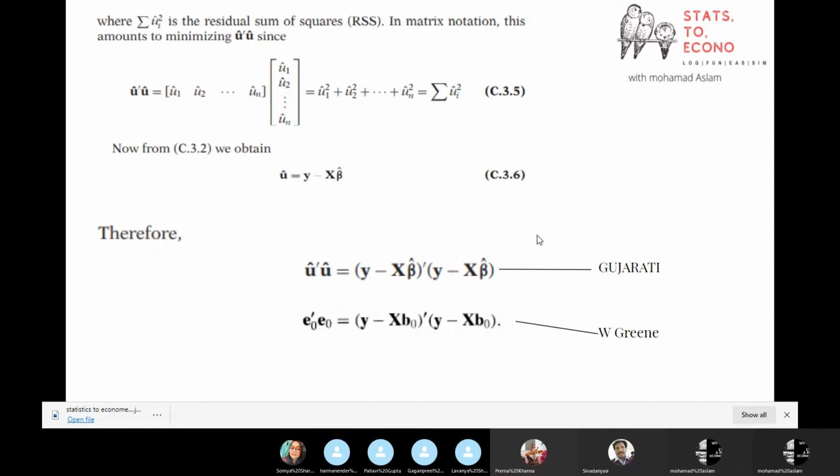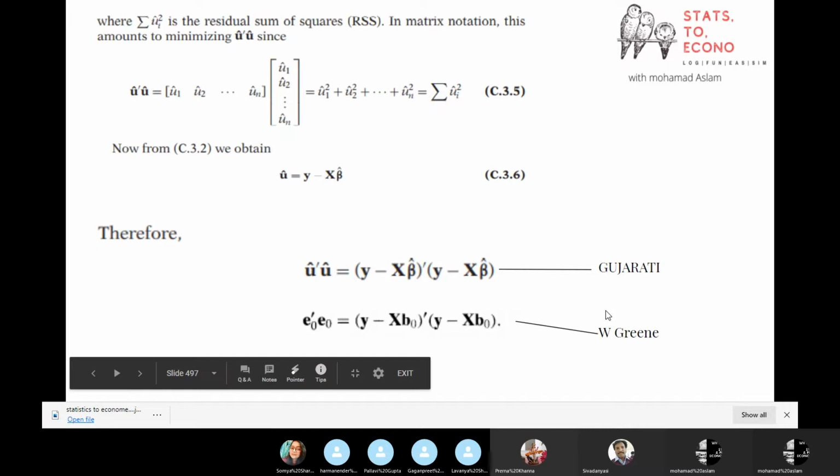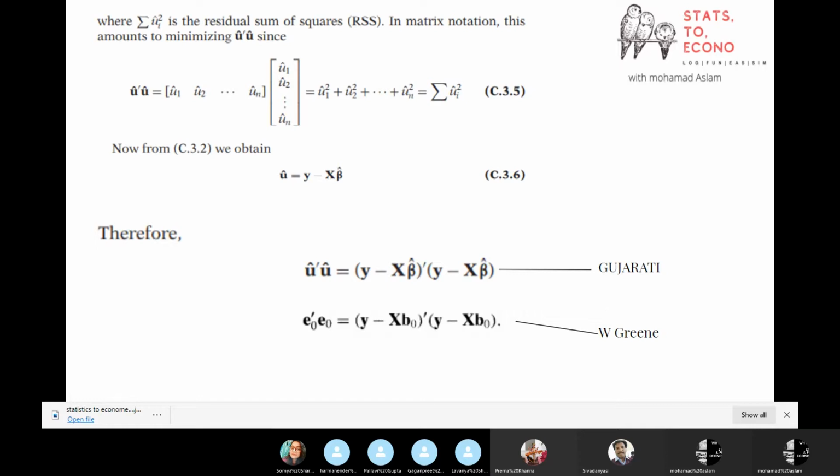Just to give you a brief about these derivations, I am taking this reference from Damodar Gujarati, Basic Econometrics, and William Greene, Econometric Analysis. Generally in the starting we always go with Wooldridge, then Koutsoyiannis, Maddala, or Gujarati. But just for reference, I'm taking Greene here also because in Greene, from chapter 1 or 2 onward, all the exercises are done with the matrix method only.